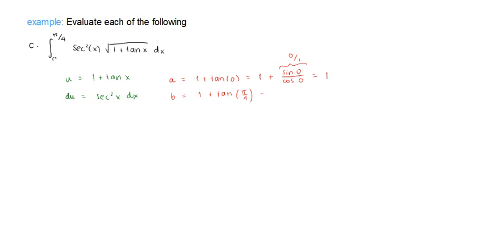And b is going to be 1 plus sine of pi over 4 divided by cosine of pi over 4. Both of these are square root of 2 over 2, which means that this whole thing gives me 1. And so I get that 1 plus tangent of pi over 4 is going to be equal to 2.